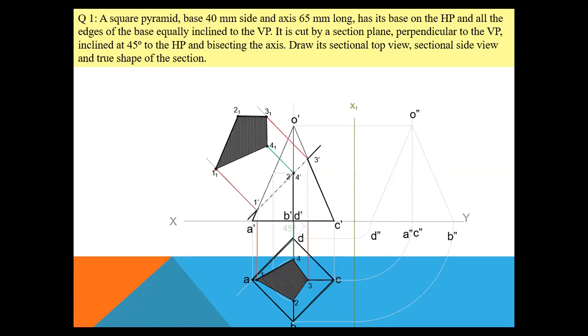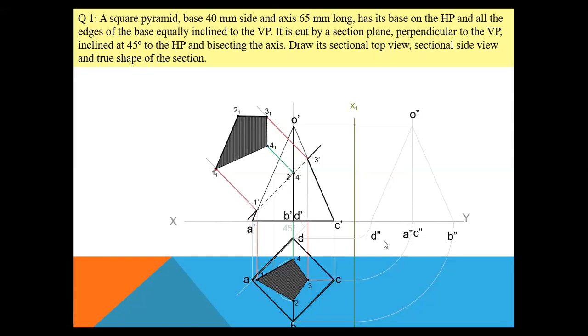That means after cutting this section, what will be my sectional left hand side view? Now you see in your front view, your section plane is cutting the O dash A dash edge at point 1 dash. That same point 1 you have to mark in your left hand side view also.